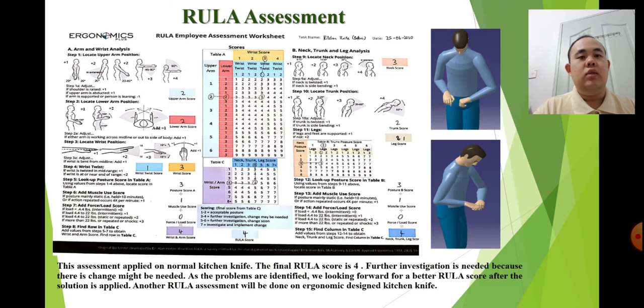The fourth analysis will be the ruler assessment. The first assessment we have done is on a normal kitchen knife. The final ruler score we achieved is 4. Based on the scoring table, we should go for further investigation because change may be needed. So as the problems are identified, we are looking forward to a better ruler score after the solution is applied. And in the next slide, another ruler assessment will be done based on the ergonomic design kitchen knife.